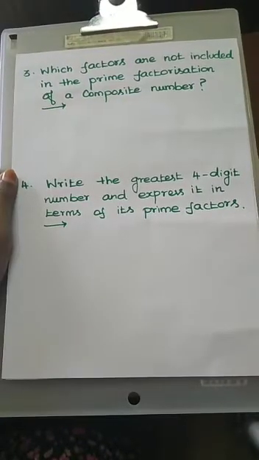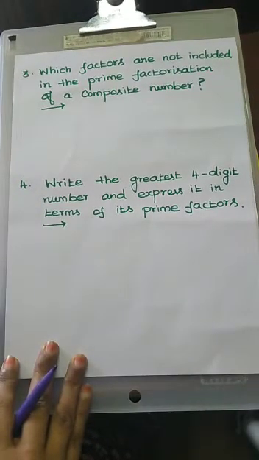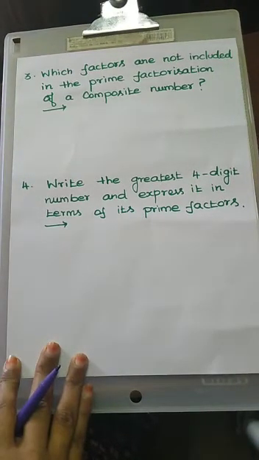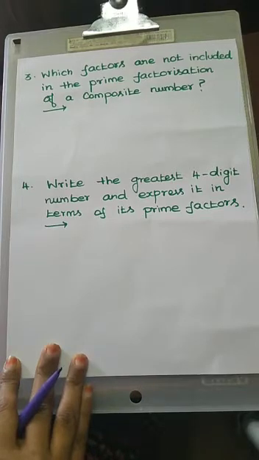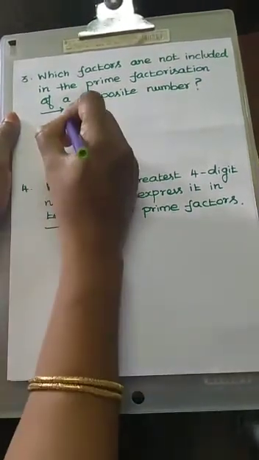Next problem. Which factors are not included in the prime factorization of a composite number? Actually, what is a prime number? A prime number is only divisible by 1 and itself. Otherwise, they are composite numbers. Here what is given? Which factors are not included in the prime factorization of a composite number? Actually, what is the answer for this? 1 and the number itself. So, 1 and the number itself are not included in the prime factorization of a composite number. Okay.